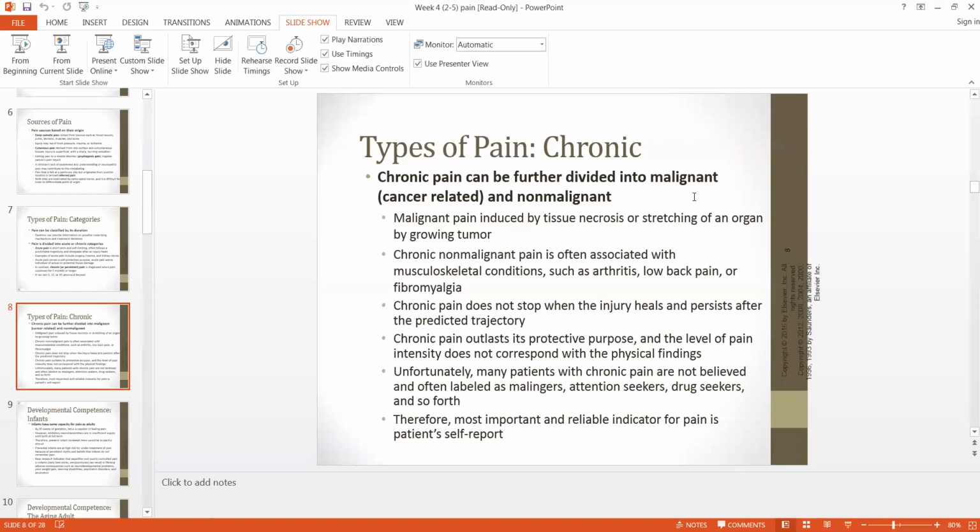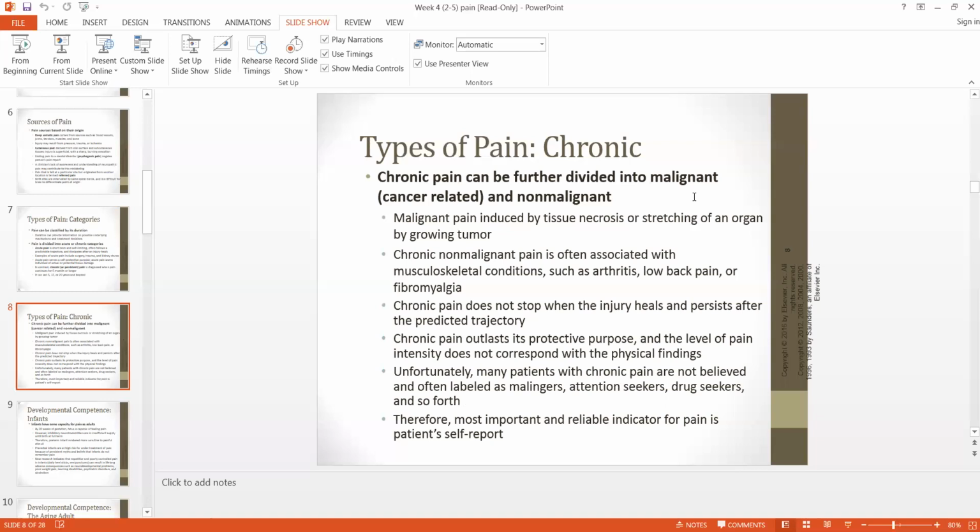Chronic pain doesn't stop when the injury heals, it persists long afterward. It outlasts its protective purpose. We can't take a hand off the stove to get rid of chronic pain. It's just going to be there. We believe the patient when they say it's there, and it's maybe not going to be a pharmacological relief; this person has to engage. Chronic pain patients may be believed to be malingerers, constant complainers of pain, attention seekers, drug seekers, and so forth.